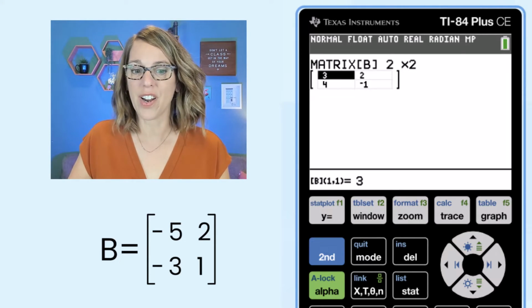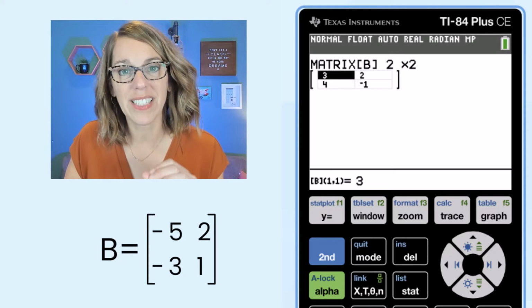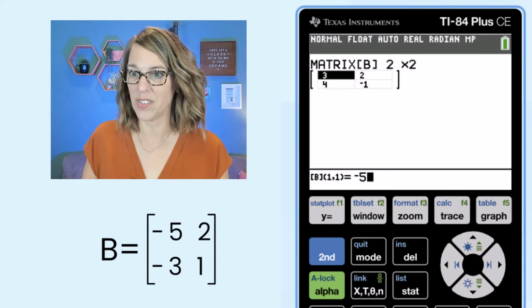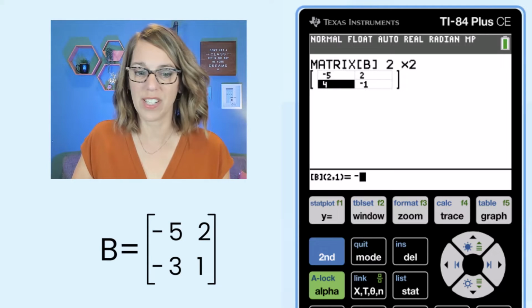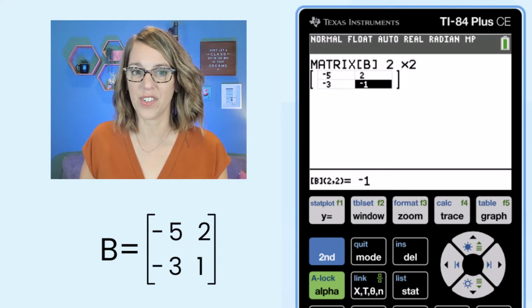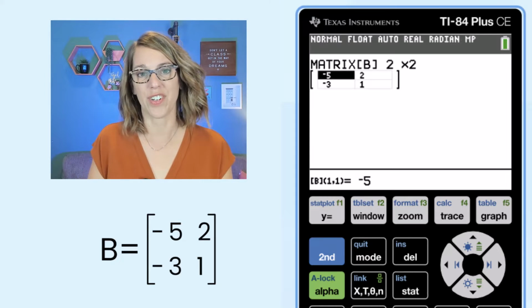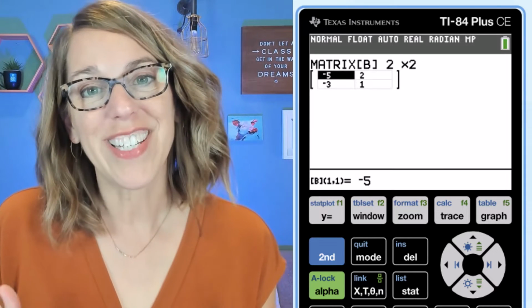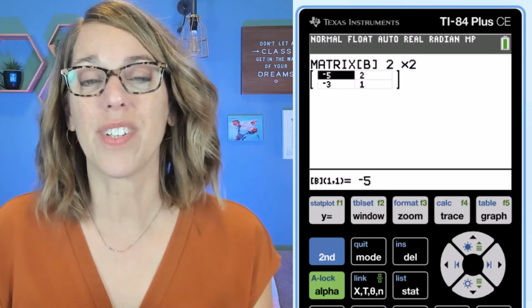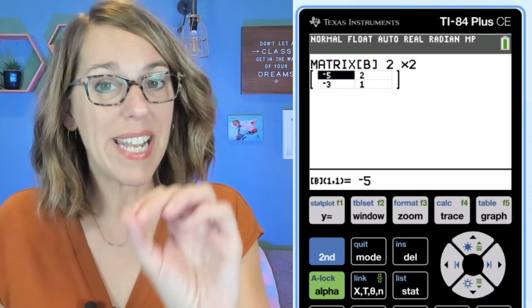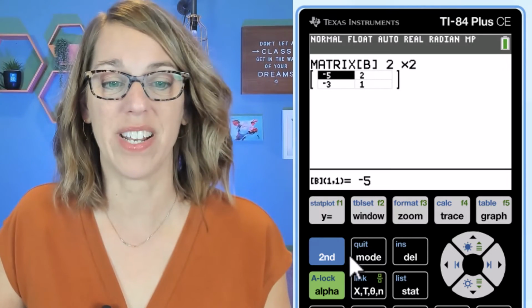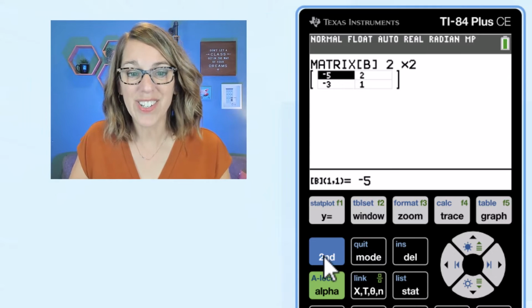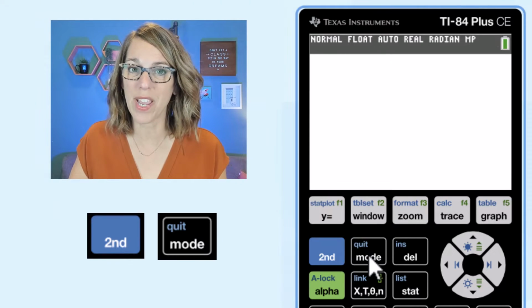Now these entries are -5. So again, the little negative down by the enter key. So -5 enter. 2 enter, and then row 2 is going to be -3 enter, followed by 1 enter. Now that we've got these matrices in here, we can do all sorts of easy operations, many of them on our home screen. So I want to quit here to get to the home screen, second followed by quit.